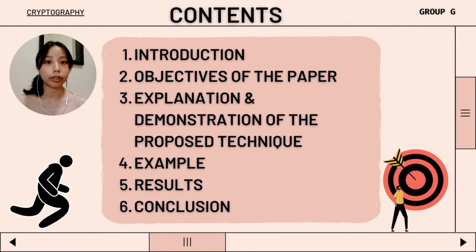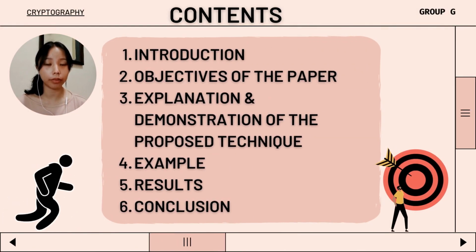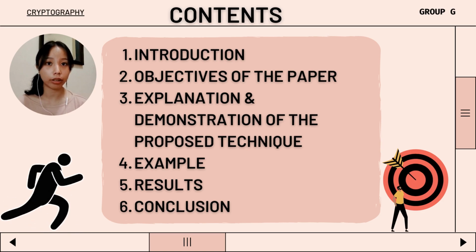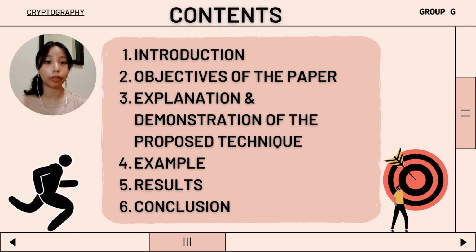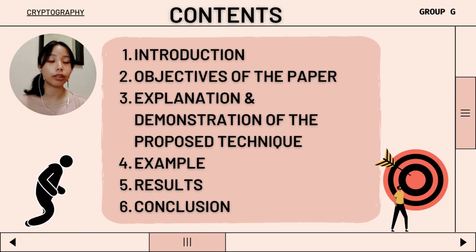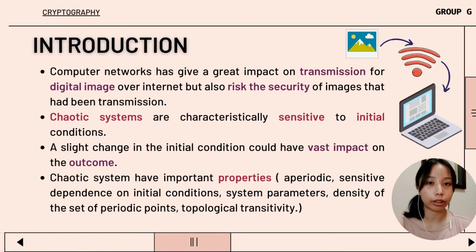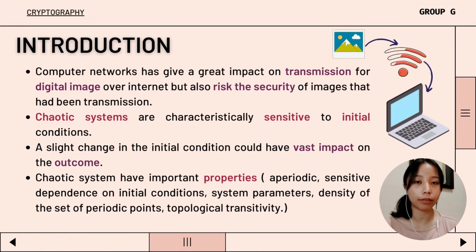Contents for our presentation are introduction, objectives of the paper, explanation and demonstration of the proposed technique, examples, results, and conclusion. For the introduction, computer networks have had a great impact on the transmission of digital images over the internet, but they also risk the security of the images that are transmitted.